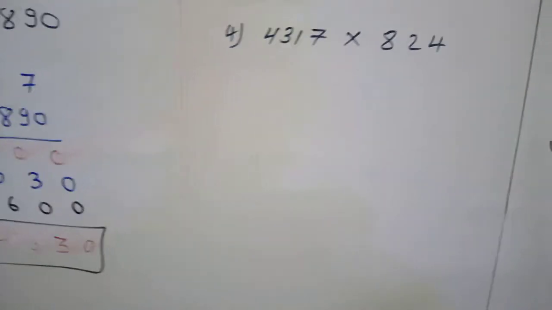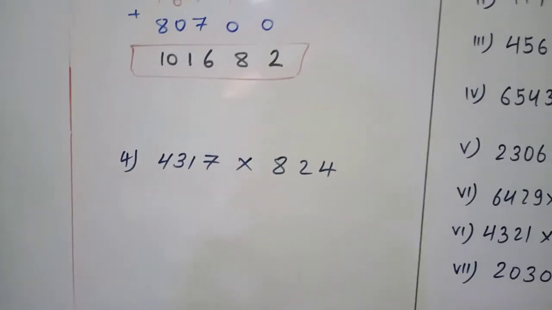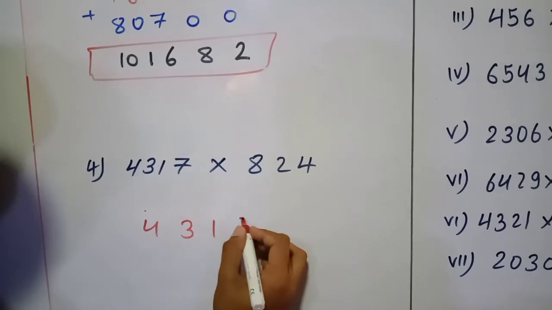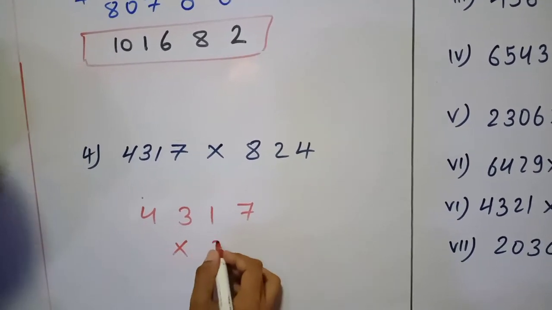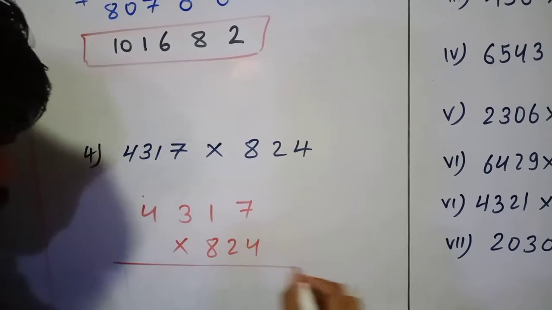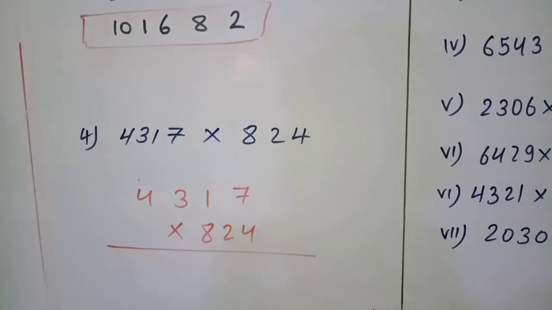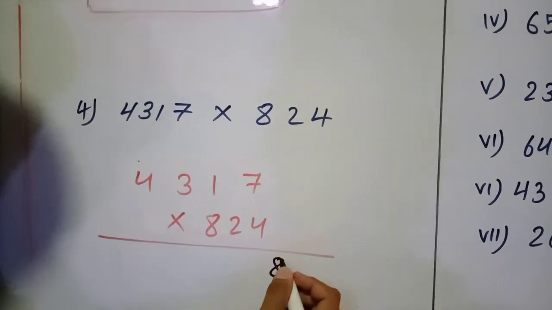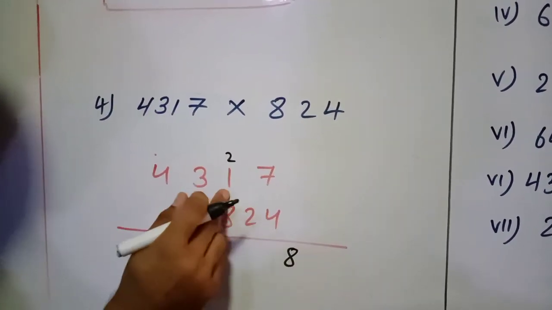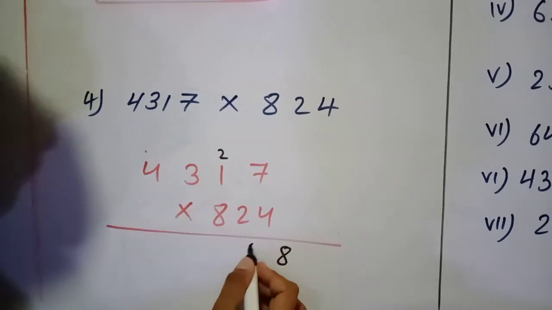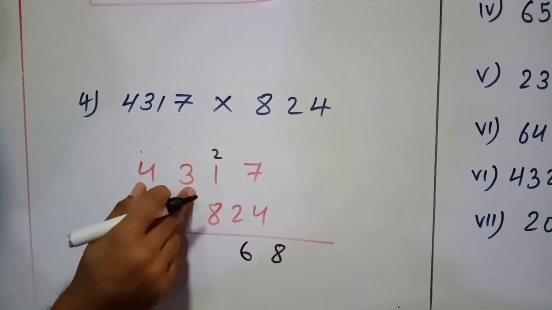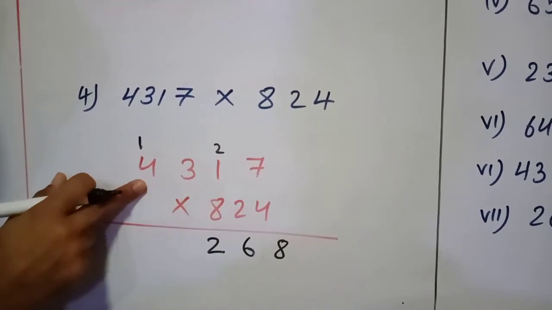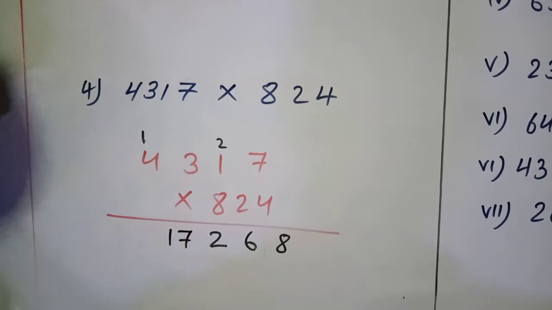Now come for the next sum. Here we have 4317 multiplied by 824. We arranged it in this way. Now start. 4 7s are 28. So 2 will carry. 4 1s are 4 plus 2, 6. 4 3s are 12. 1 is here and 1 carry. 4 4s are 16 plus 1, 17.